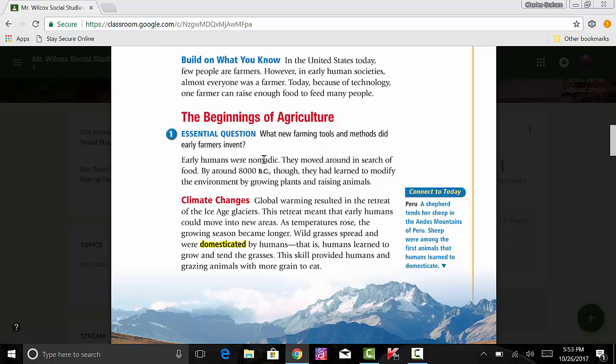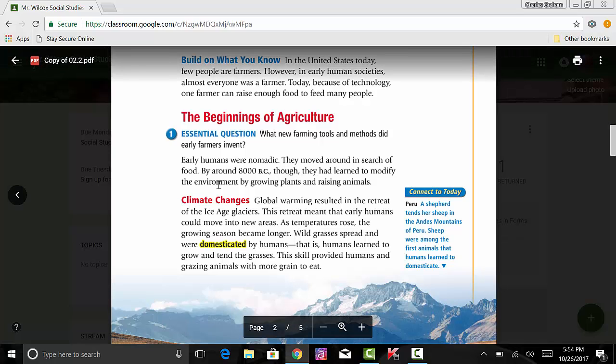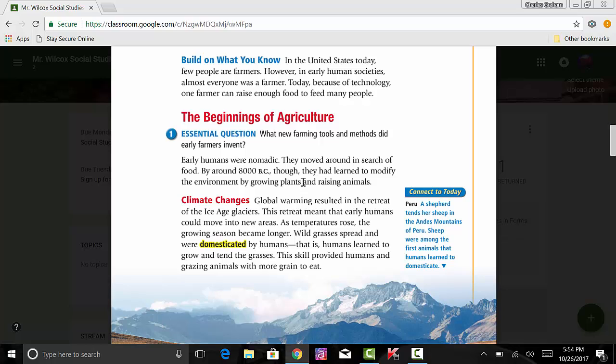Early humans were nomadic. They moved around in search of food. So if you don't know what nomadic is, you can use a tool, you can read on, and you'll say, oh, people who are nomadic moved around in search of food. By around 8,000 BC, that's about 10,000 years ago, they had learned to modify the environment, that means change it, by growing plants and raising animals.